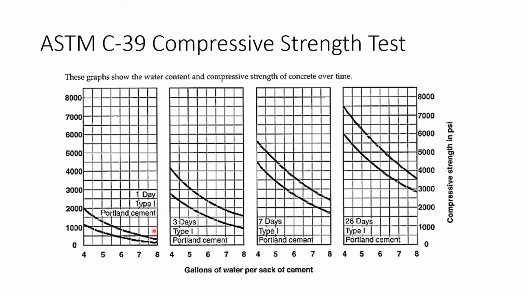So here is 1 day Type 1 Portland cement, 3 days Type 1, 7 days Type 1, and then 28 days Type 1, and we're testing Portland cement. And here is your compressive strength, and we're using PSI for the unit. And this x-axis is going to give you the gallons of water per sack of cement, meaning how many gallons you're putting for 1 bag of cement.